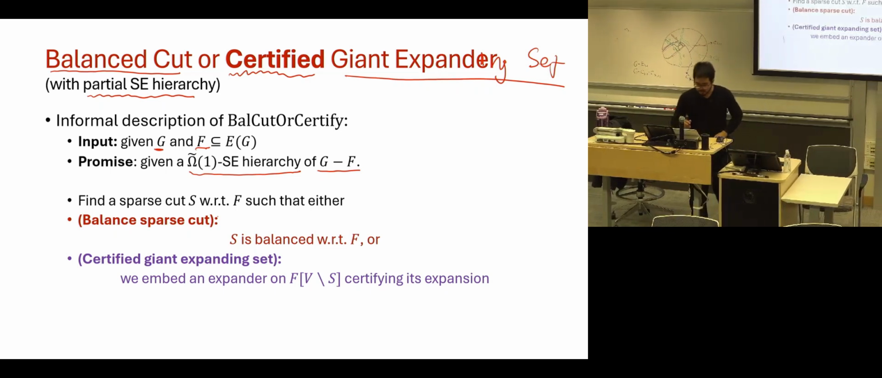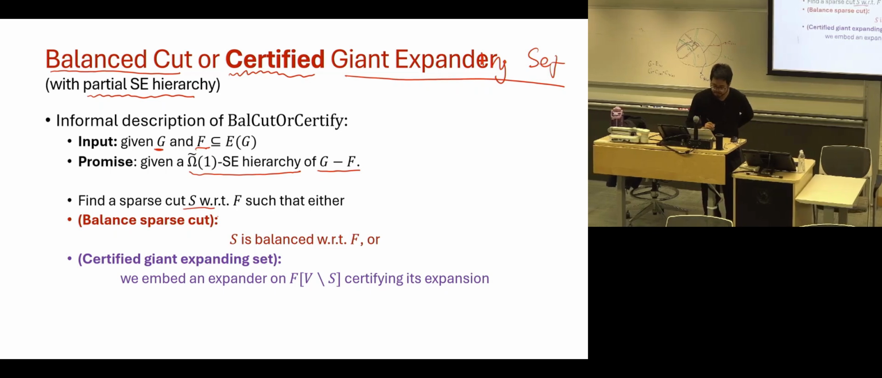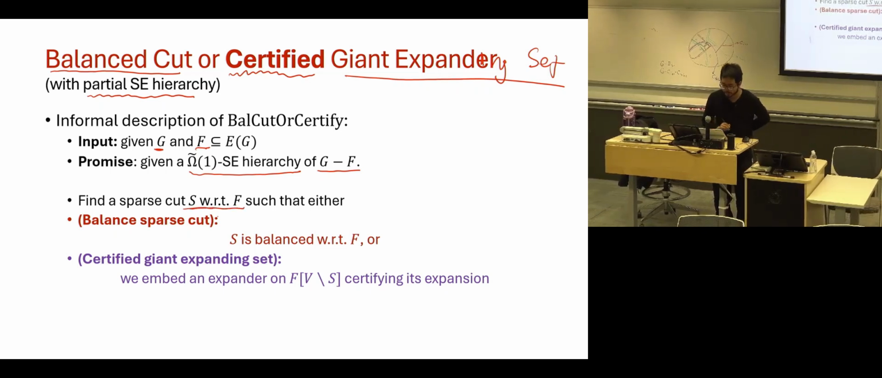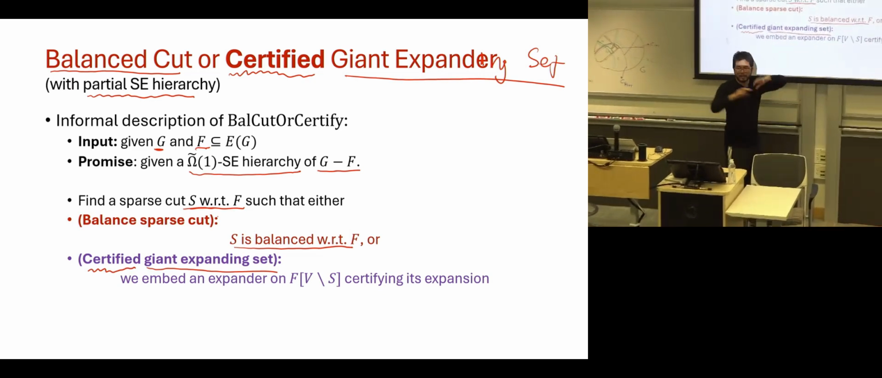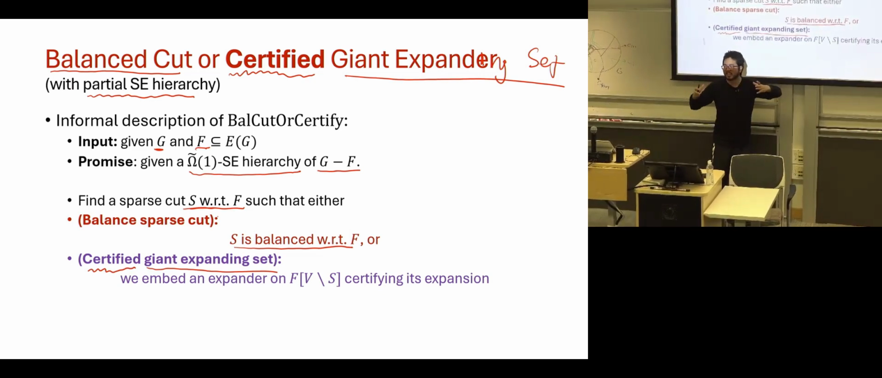Okay. And what you need to do is just find a sparse cut with respect to F. And this is either balanced or you get a giant expanding set. But you also get a certificate for this thing. What do I mean by certificate? I mean we just embed an expander on top of this set.